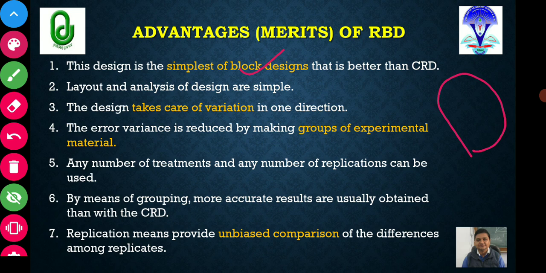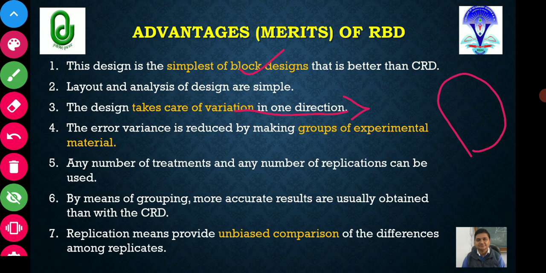Then, layout and analysis of the design are simple. The design takes care of variation in one direction. So when you have variation in one direction in your experimental material, what was the direction? In our example, it was the nature of the animal. So the nature of the animal was a variation in one direction. So what we did was classify that variation into different breeds. If variation is in one direction, then it will be taken care of by RBD.